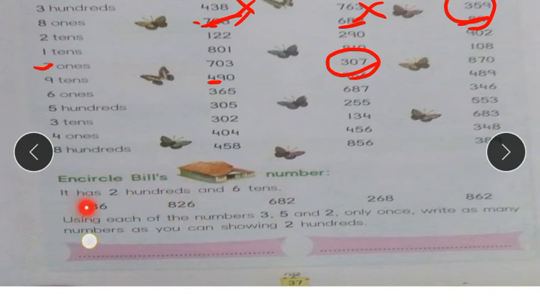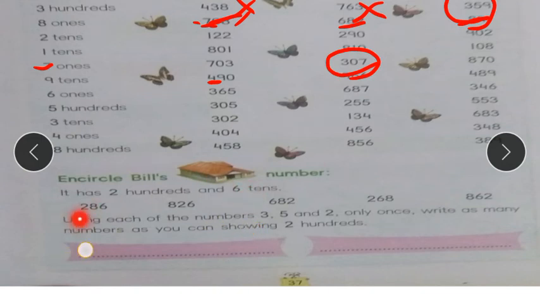It has 206 tens. So among all these given numbers like 286, 826, 682, 268, 862, among that, in which number is 2 in hundreds place and 6 in tens place? Just check it.